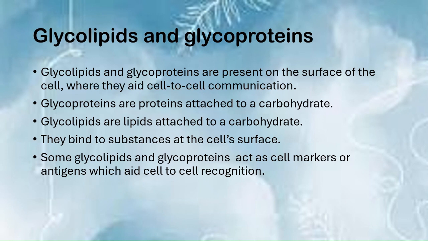Glycoproteins are proteins attached to a carbohydrate, as you can see in the name. And once again, glycolipids are lipids that are attached to a carbohydrate, which you can also see in the name. They bind to substances at the cell surface. Some glycolipids and glycoproteins act as cell markers or antigens, which aid cell-to-cell recognition.